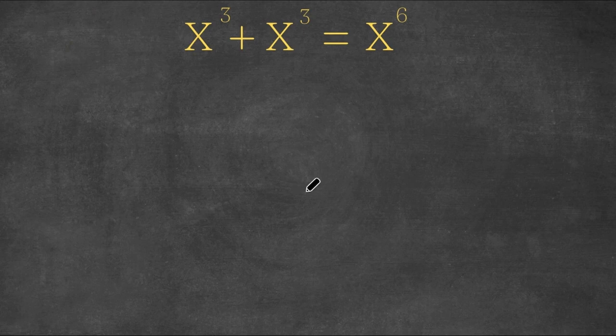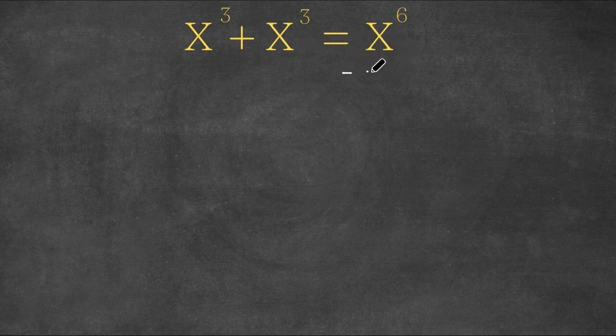In today's video, I'm going to be teaching you guys how to solve this exponential equation. So right here, we have the equation x to the power of 3 plus x to the power of 3 equals x to the power of 6. And this is actually a really simple exponential equation. So our first step is to get all the x's on one side.